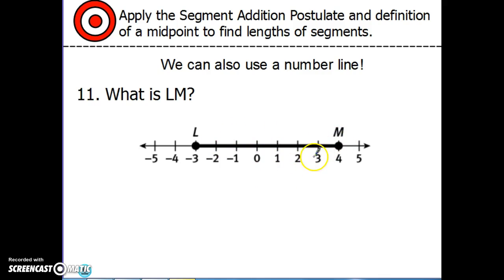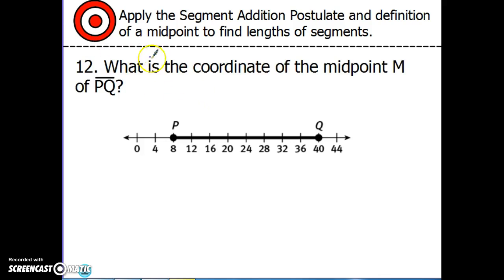Another way we could do it is we could also subtract the numbers. So we could say, 4 minus -3, and of course minusing a negative becomes a plus, which would be 7 as well. So either way, however you did it, if you counted it or if you subtracted, you should have come out with 7 units as the length of LM. Now what if we wanted a midpoint? Well, I think that would be quite doable as well.